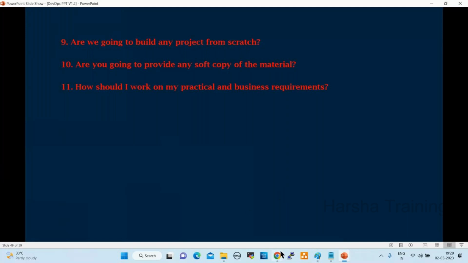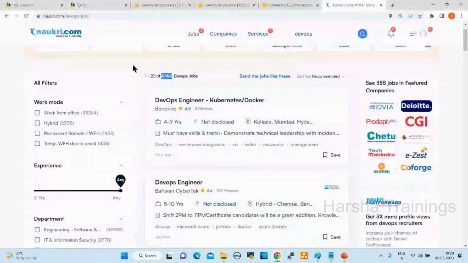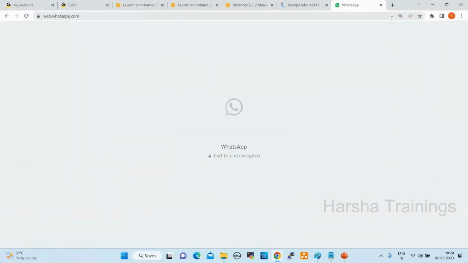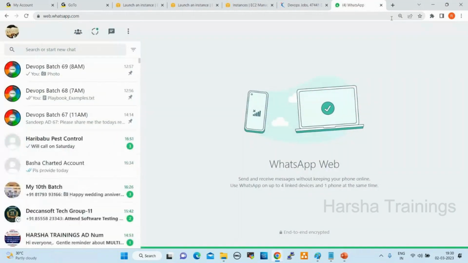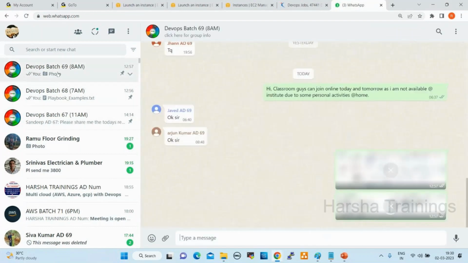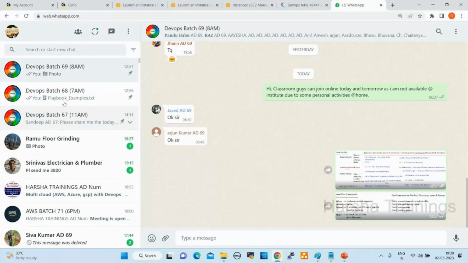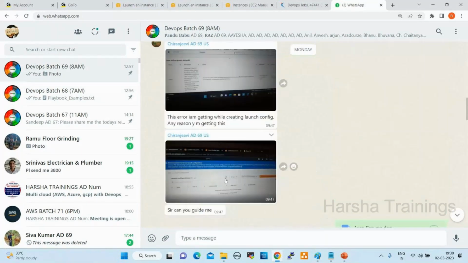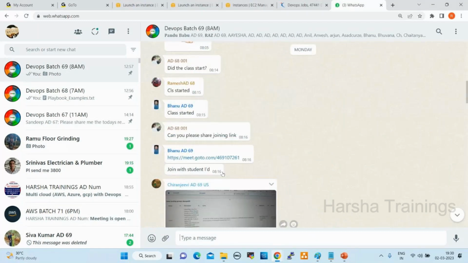So every batch will have one WhatsApp group. While practicing, if you face any issues, if you get any errors, you can take a screenshot and post it into the WhatsApp group. See here, these are the groups available. See here, 67, 68, 69 batches. So 8 a.m., 7 a.m., 11 a.m. batches, right? See screenshots. While practicing, if you face any issues, you can take a screenshot and post it like this. I give you a solution, right?